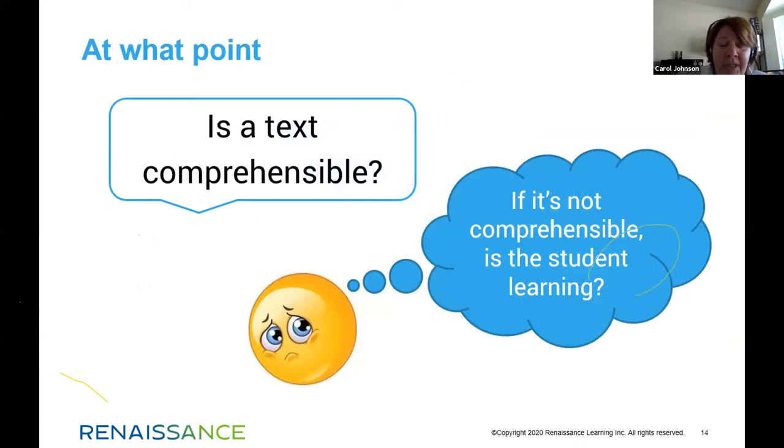So I ask you to keep in mind, at what point is a text comprehensible? It's really important to know, because if it's not comprehensible, then you have to ask yourself, is the student learning? And since I am going on the assumption that most of you are second language learners of English, I don't know that, but I assume that.